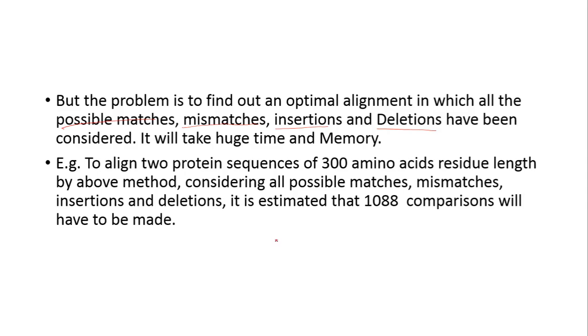Say, for example, if you want to align two protein sequences of 300 amino acid residues in length, which is a standard cytosolic protein. If your two protein sequences contain 300 amino acid residues and you want to align them using dynamic programming, considering all possible matches, mismatches, insertions and deletions, it is estimated that you would have to make 10^88 comparisons just to consider all possible matches, mismatches, insertions and deletions. And this would slow down your computer program, or this would slow down your output results as such.